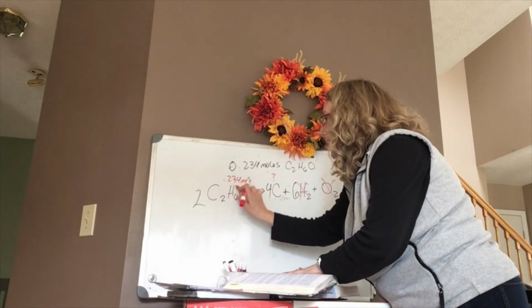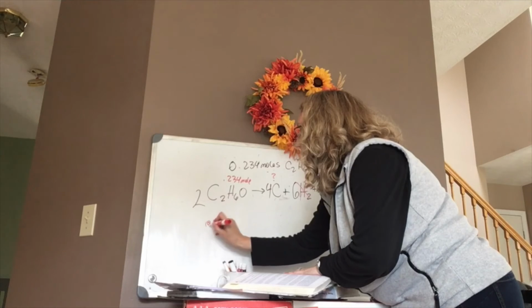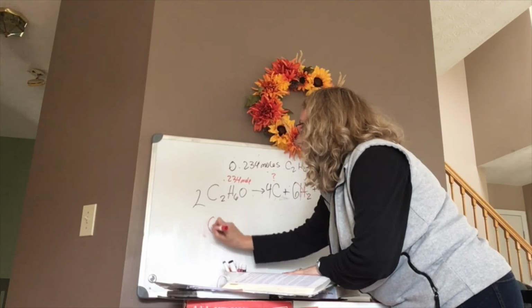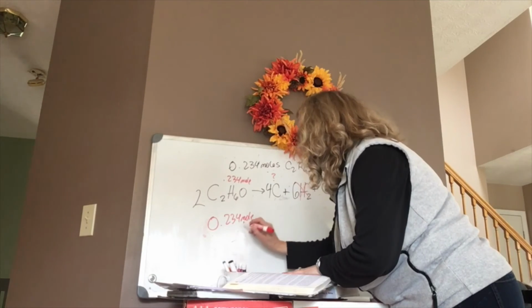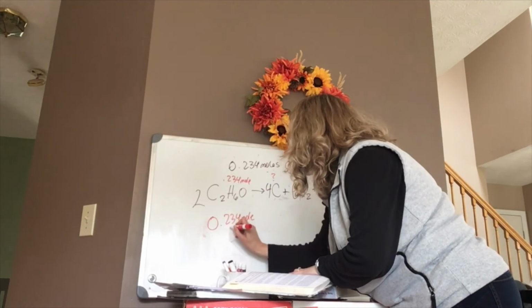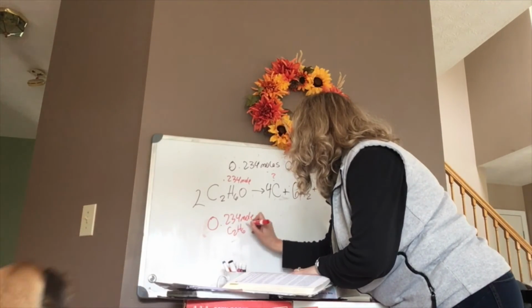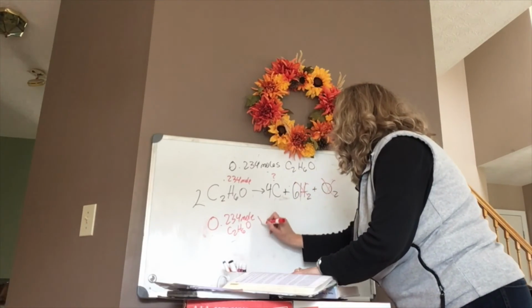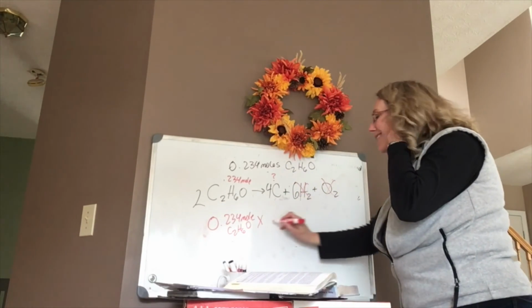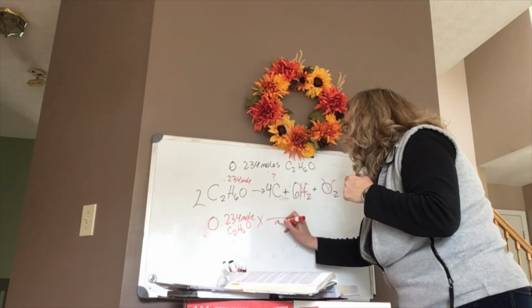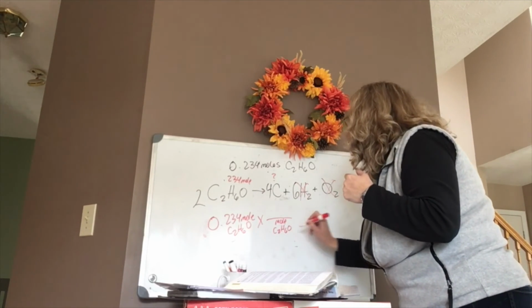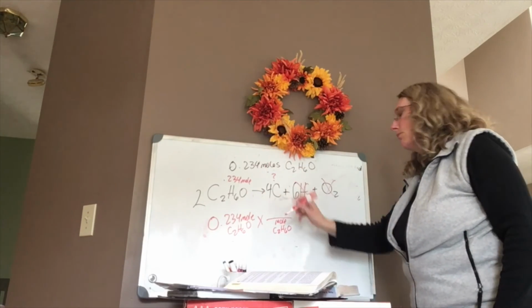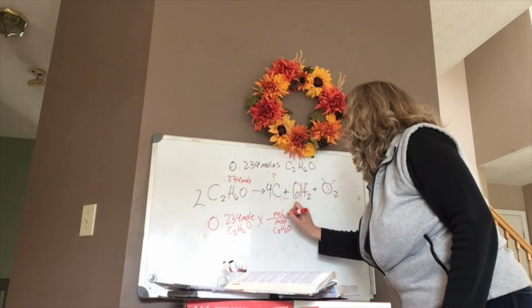So we're going to take what we know, 0.234 moles, and again I would label it C2H6O, going down. I'm going to multiply it so that I get rid of my moles of C2H6O, and I want to go to moles of carbon.